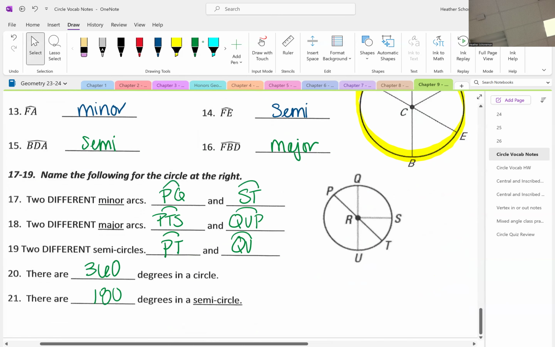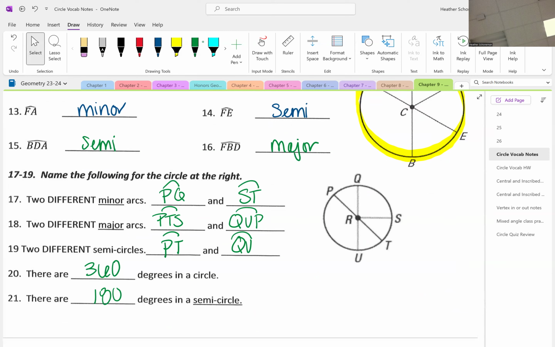Okay, so minor arcs, it's going to be 2 letters. It's got to be less than half of the circle. I gave you 2, but you could also do QS. You could do TU. You could do PU. You could do PS. You could do QT. Doesn't matter. Major, it's got to be more than half. So I did PTS and QUP, but there are other options as well. You could do SPT. You could do TQS.